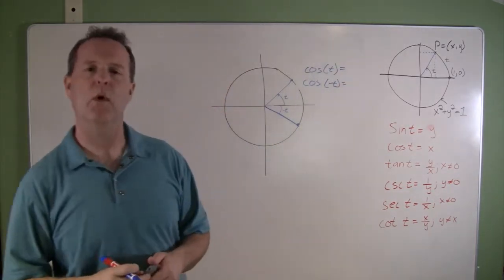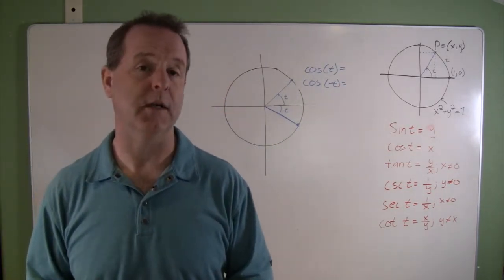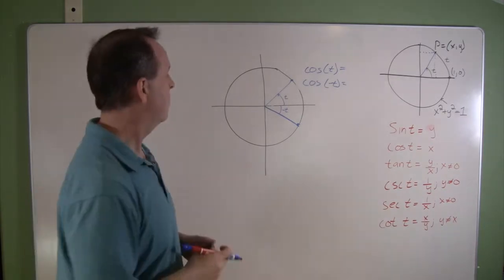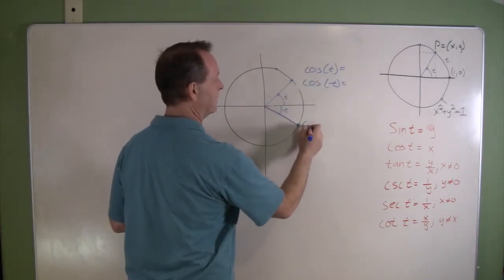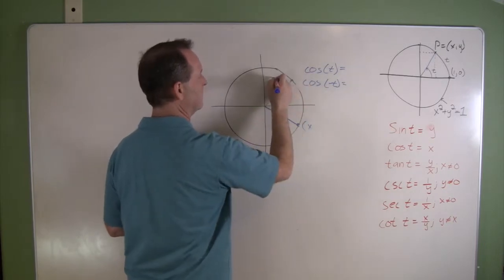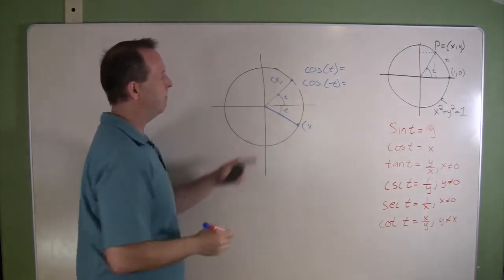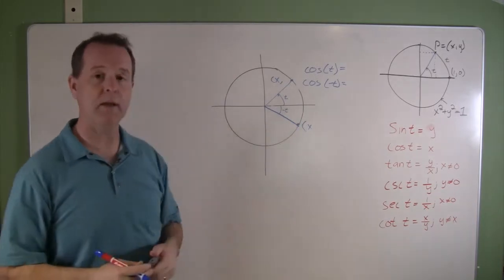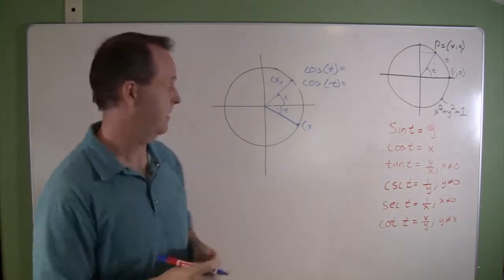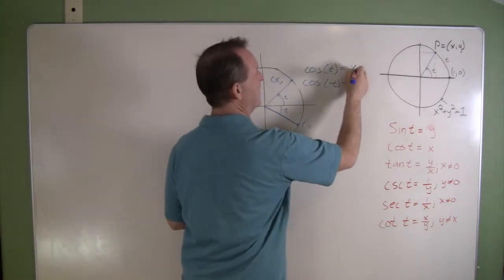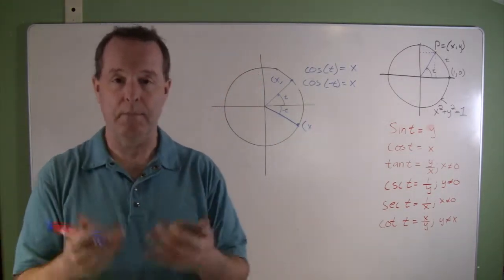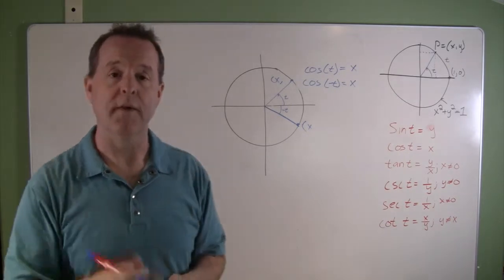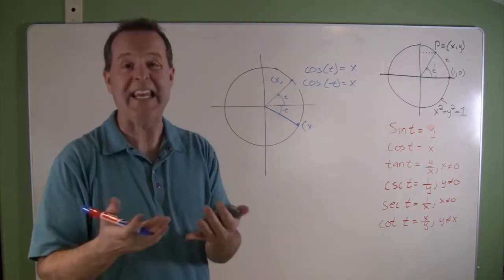I want to get a sense of what's the cosine of positive t and what's the cosine of negative t. Well, if we remember, the cosine represented its x value. And in both of these cases, they're both a positive x value. So the cosine of positive t and the cosine of negative t both equal the same positive value. So in that case, we can say that the cosine is an even function.